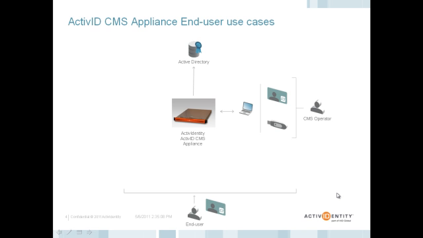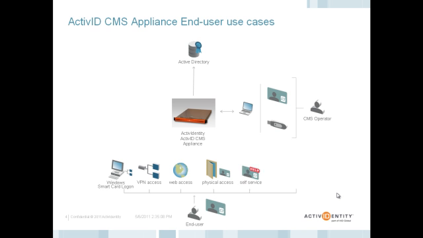Our end users have now been issued with smart cards, and they can use those smart cards for a variety of different use cases, including Windows Smart Card Logon, securely accessing a VPN, secure web access, physical access, accessing the CMS Appliance self-service portal, and terminal server or Citrix logon. And now we're going to demonstrate a couple of those use cases: Windows Smart Card Logon and terminal server Citrix logon.